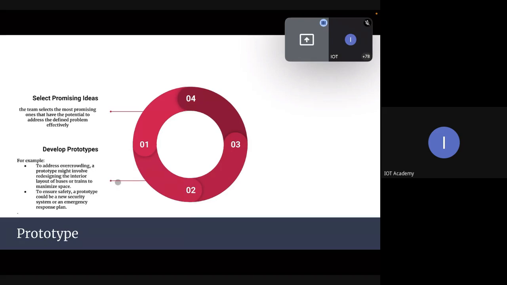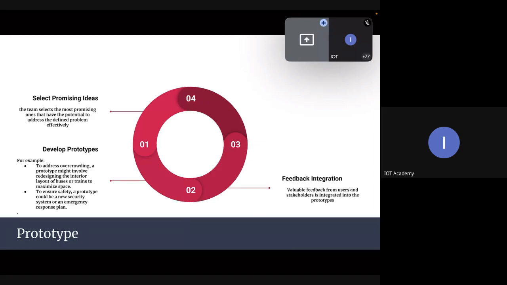Now a prototype is a prototype. Suppose you are going to address the problem of overcrowding. The prototype may include just the redesigning of the interior of the buses to maximize the space. Suppose you want to develop a prototype to ensure safety. A prototype could be a security system or an emergency response plan. Now you can have multiple prototypes at this stage. You can have 2 or 3 or 4 prototypes, maybe you have 4 ideas and you want to develop prototypes for all. That's all fine. You can do that.